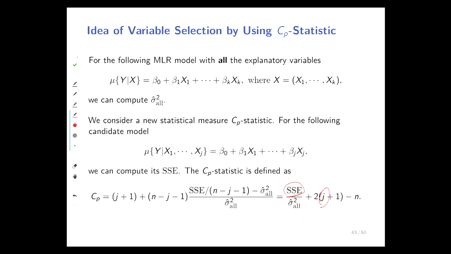So how to compute this CP statistic? Firstly, we have the model with all the variables, x1 to xk. So that means we always have this model with all the variables, and we can compute the sigma hat square, and we call it sigma hat square all. And if we want to define this CP statistic, we need to consider some candidate model. That just means we have this model with only j variables, only a subset of the variables x1 to xk. And the CP statistic can be defined in this way, but it's hard to look at, so I just write it down in this way. That means we balance the sum of the squared error and also the number of the variables. But it's a totally different way to balance it compared to AIC and BIC. So you can consider it as a new measure.